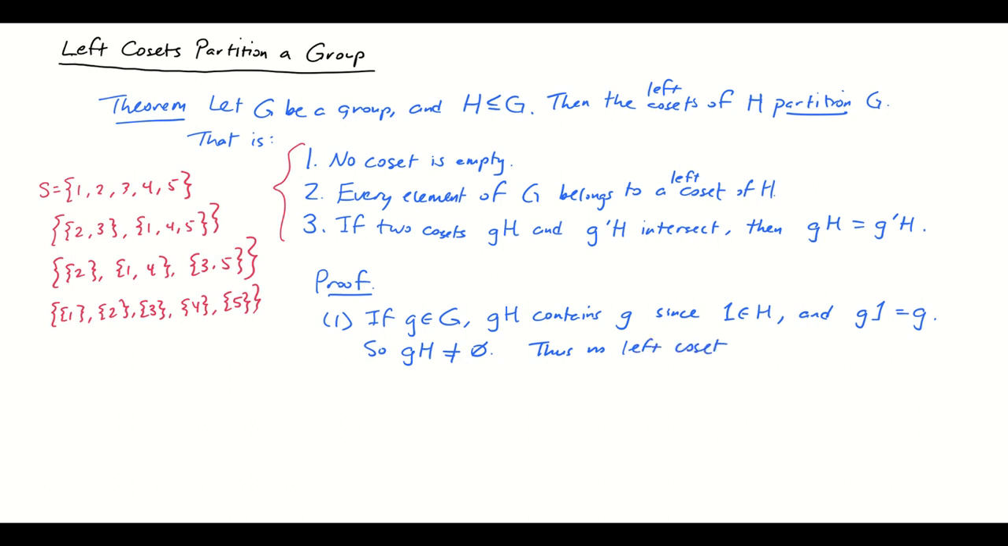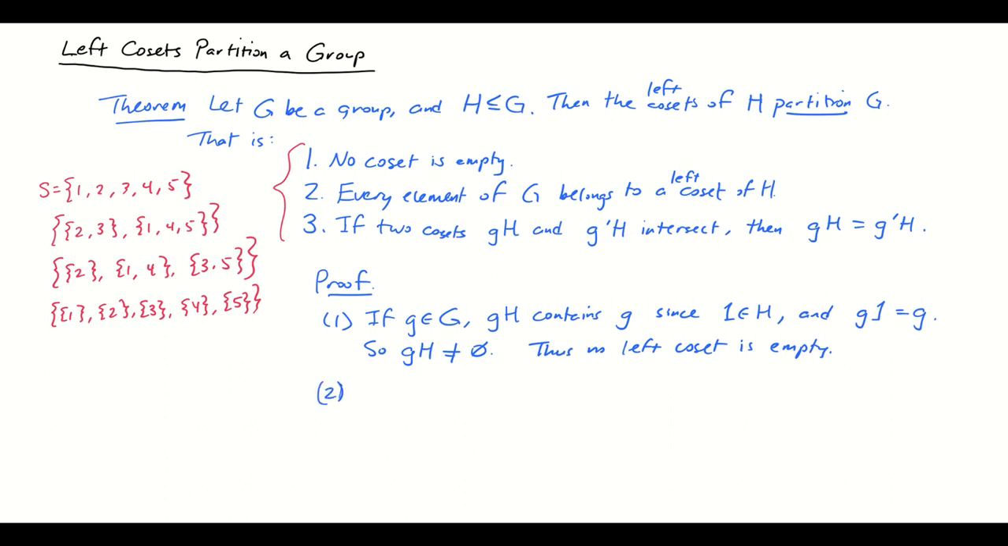By the way, I'd be remiss if I didn't mention at this point, we're talking about left cosets here. Our theorem is about left cosets, but there's nothing special about left cosets. Everything that we're going to do would be equally applicable to right cosets. It's also true that right cosets partition a group, although, as we saw in the last video, they may partition the group differently. That is, they might partition into different subsets. But we're just going to prove the partitioning for left cosets. All right, so that's part one.